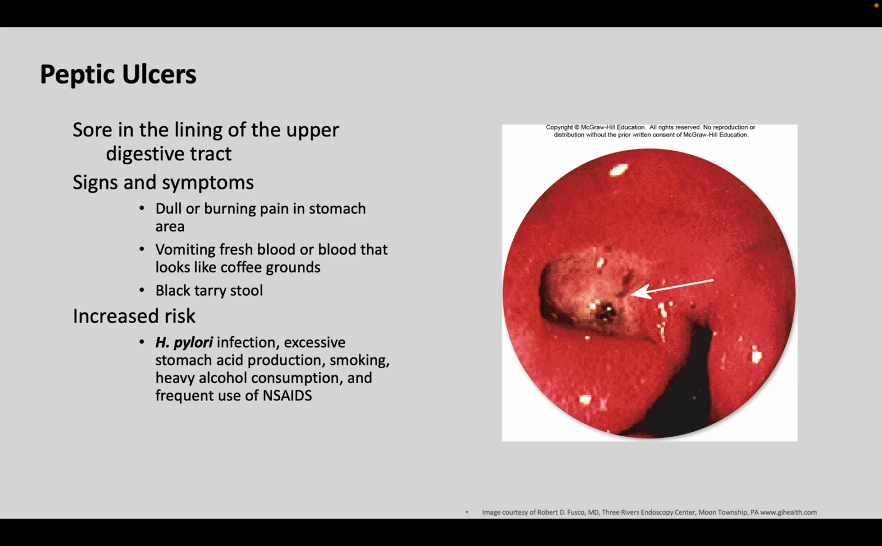Another disorder, peptic ulcers, can occur in the esophagus, stomach, or upper part of the intestine. Peptic ulcers are often caused by an excess of hydrochloric acid and protein enzymes in the stomach, which can injure the walls of the stomach, esophagus, and small intestine. Other causes include smoking and taking too many NSAIDs, medications such as Advil or the like.